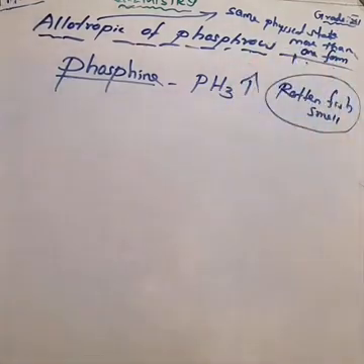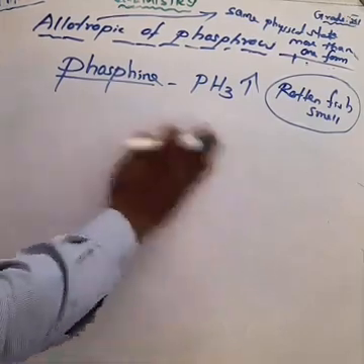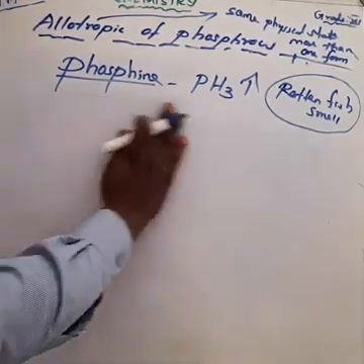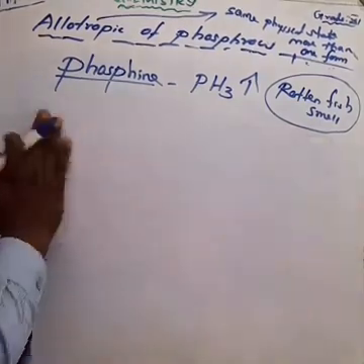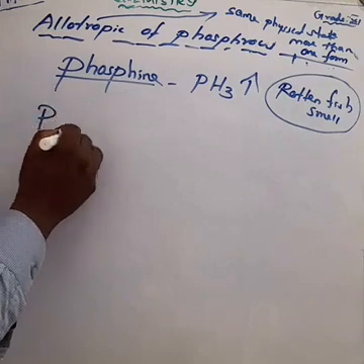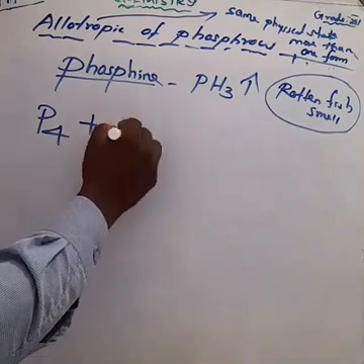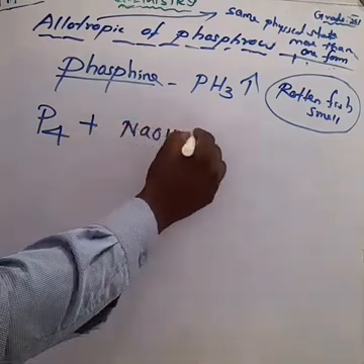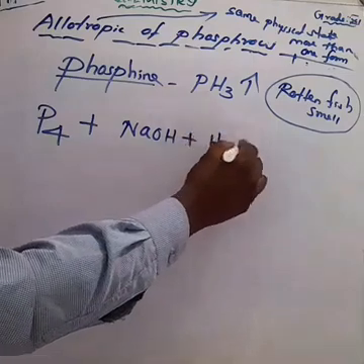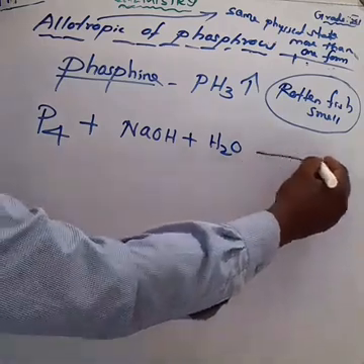How can you prepare phosphine? We already learned the equation for it: phosphorus reacts with alkali. Am I right? Here once again we are learning the preparation of phosphine, that is, phosphorus reacts with sodium hydroxide solution, an alkali solution. Here we are taking white phosphorus. White phosphorus reacts with sodium hydroxide solution in an inert atmosphere of carbon dioxide or hydrogen.